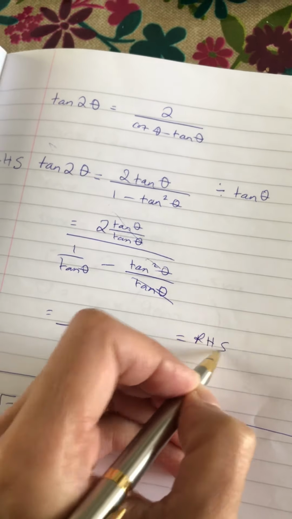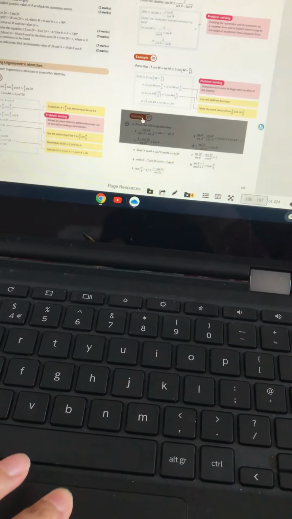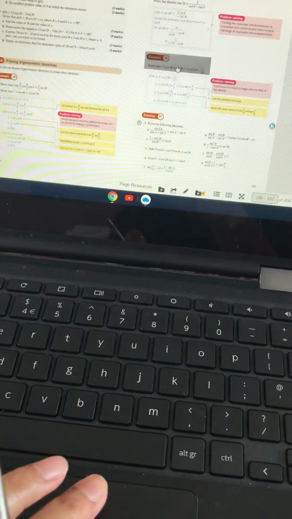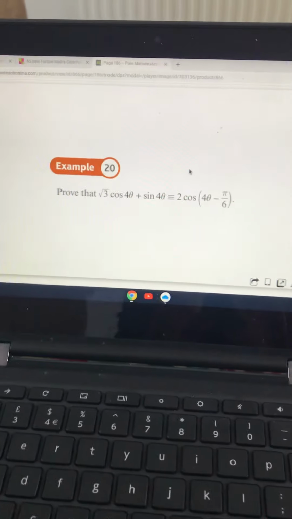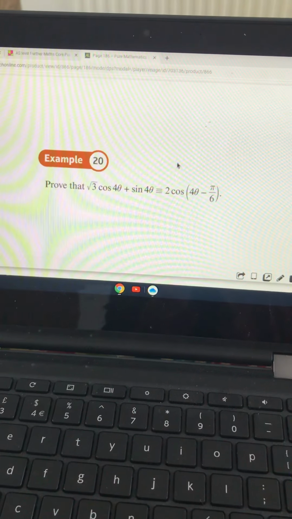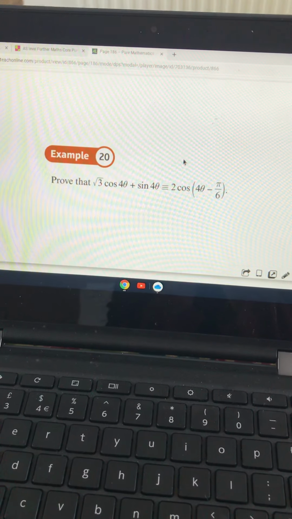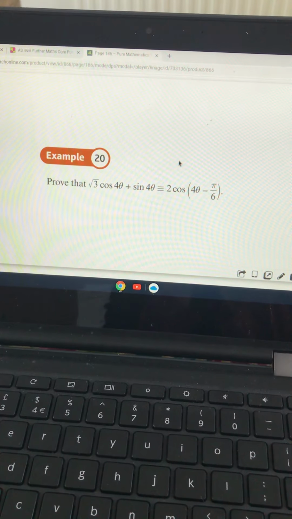Okay, last one. So we're going to do one more example. I think it's example 20. That one there. What does it say? Prove that root 3 cos 4 theta plus sine 4 theta is the same as 2 cos 4 theta minus pi by 6. Okay, so I've copied it out.